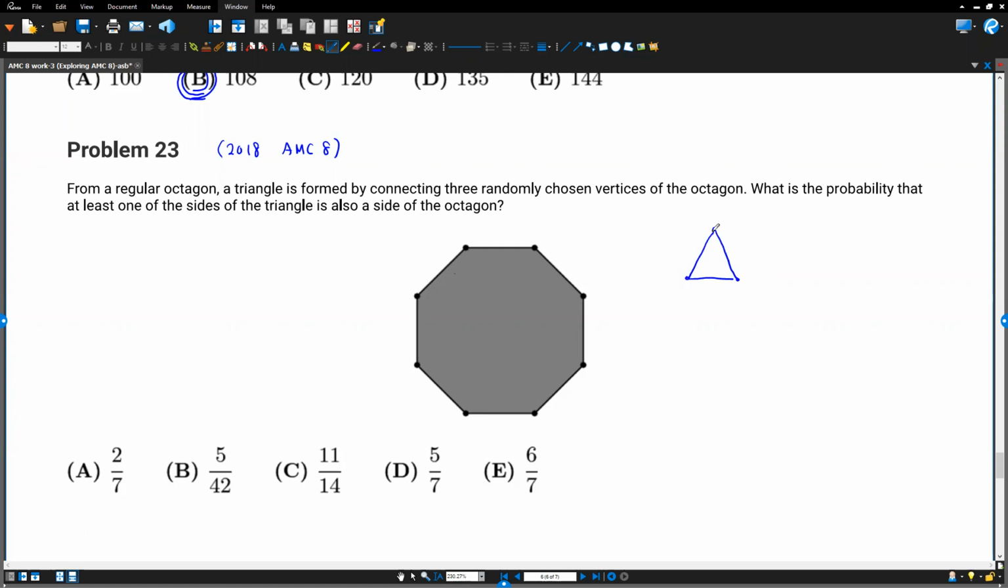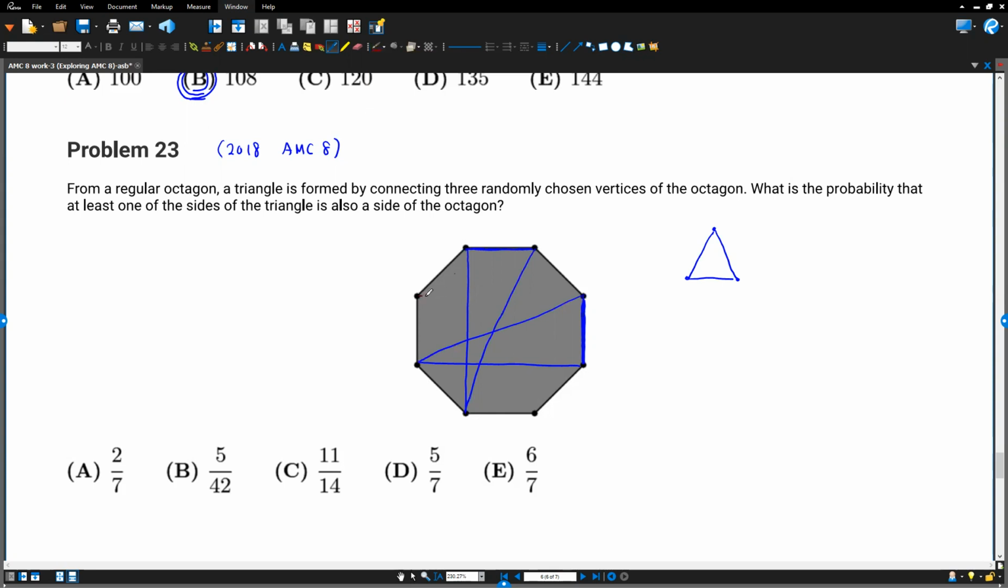Okay, what is the probability that at least one side of the triangle is also a side of the octagon? So for this type of question, when you make a triangle, if one side is also a side of the octagon, or the triangle has a side on the octagon's side, you're going to count this one.